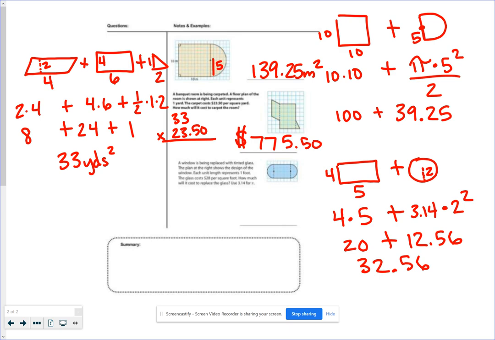Now, that's not our final answer. Oh, by the way, this is feet squared. Good label. Now, each foot costs $28. So we're going to have to take 32.56 and times it by 28 to get our total cost for that window. So 32.56 times 28, we get it's going to cost $911.68.